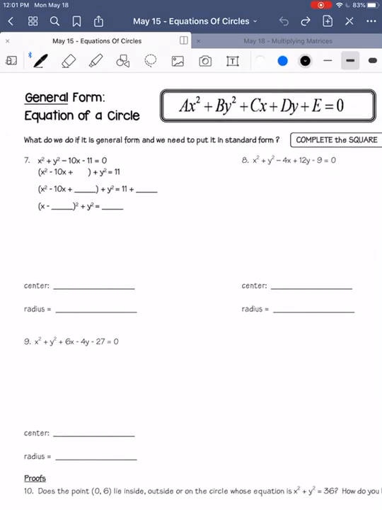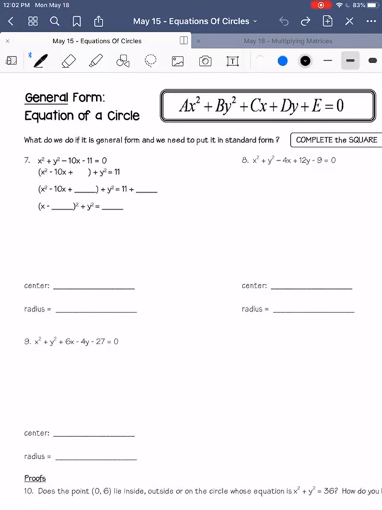All right, so what we're going to do is take this form. It's called general form, this form right here. And we're going to get it into standard form, which is what we learned on Friday, which is x minus h squared plus y minus k squared equals r squared. We want it to look like that in the end. So we're going to make parentheses happen and all this stuff, okay?